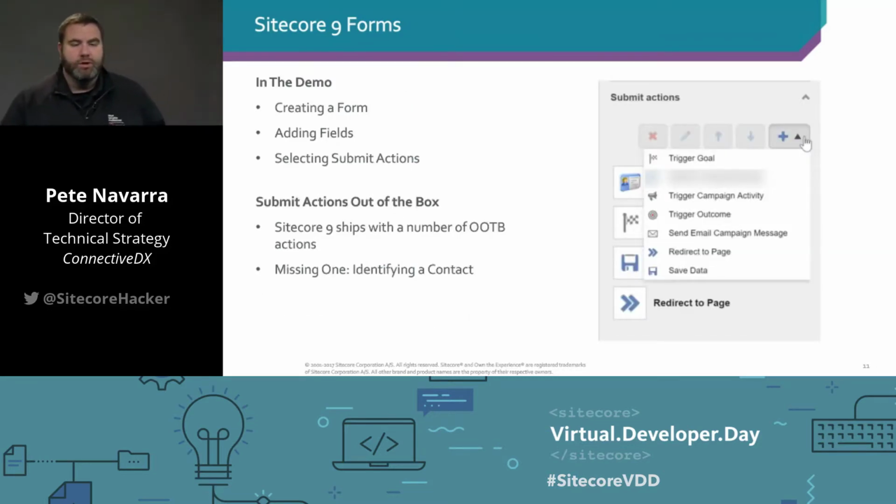So in the demo, what you're going to see is we're going to create a form, we're going to add some fields to that form, and we're also going to create or select some submit actions. Now, out of the box, Sitecore 9 ships with a number of actions. You can see trigger a goal, trigger a campaign activity, trigger an outcome, redirect to a page, save data. To fulfill the story that our product owner gave us, we're missing one action, and that's identifying a contact.